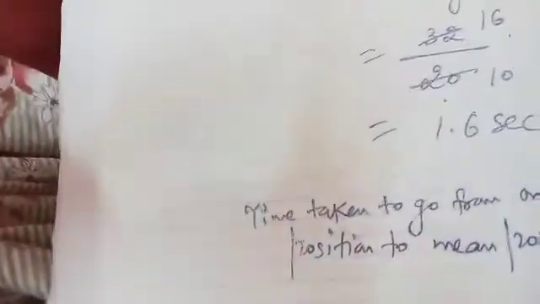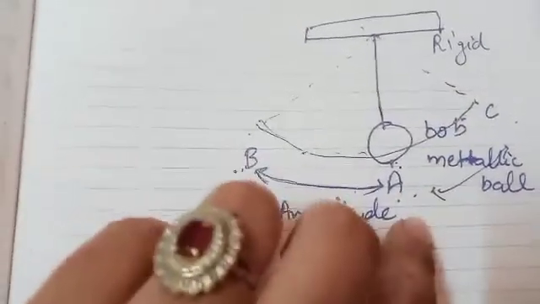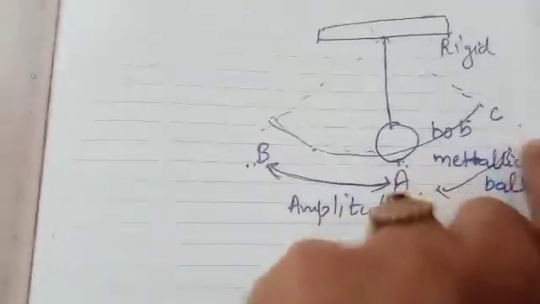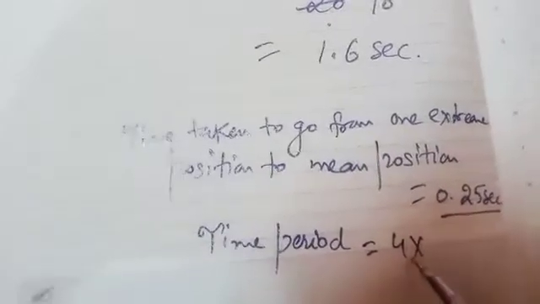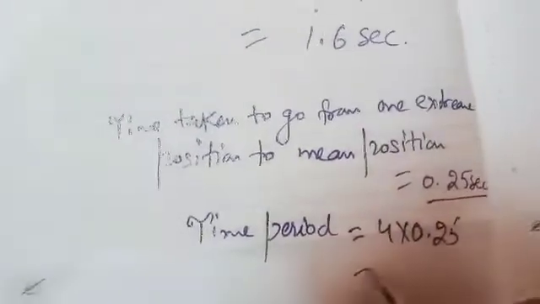In one oscillation, how many times is it going from extreme position to mean position? That we will find. What is one oscillation? Firstly extreme to mean, then mean to extreme, then extreme to mean, then again mean to extreme. It means 4 times it is moving between mean and extreme positions. The time period is one oscillation, so we have to find for 4 times. Then what will we do? 4 multiplied by 0.25. It will be 1.0 second.